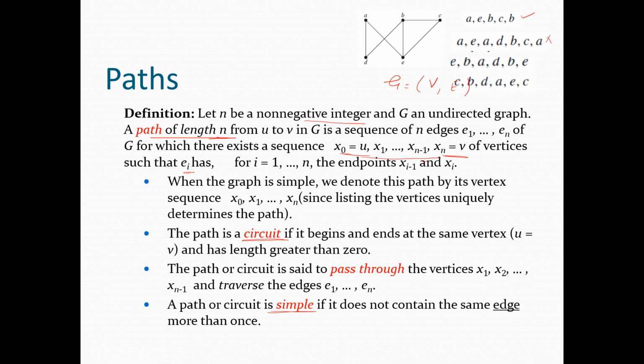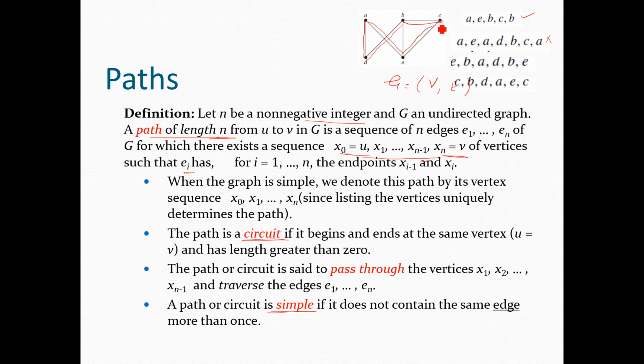Next. C, B, D, A, E, C. So this is starting from C and this is ending at C. So let's see if it is a cycle, or a path even. So first we have to check whether it is a path. A, B, D. Yes, we can go to D. D, A. Yes, we can go to A. A to then E. Okay.